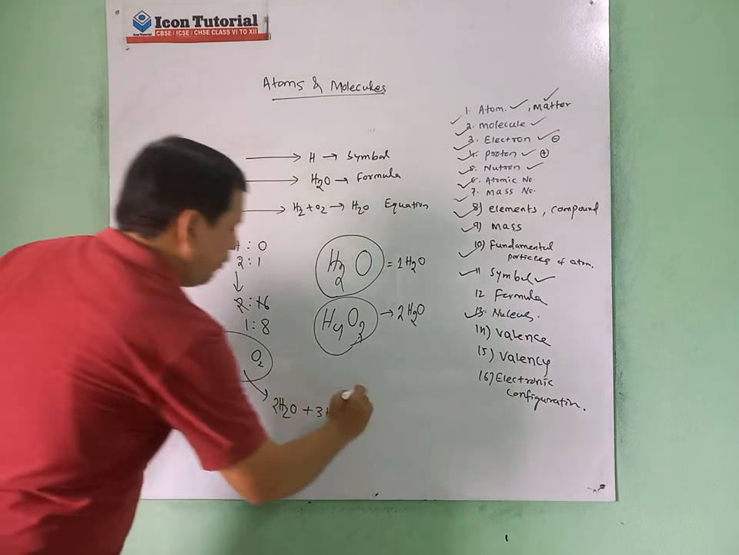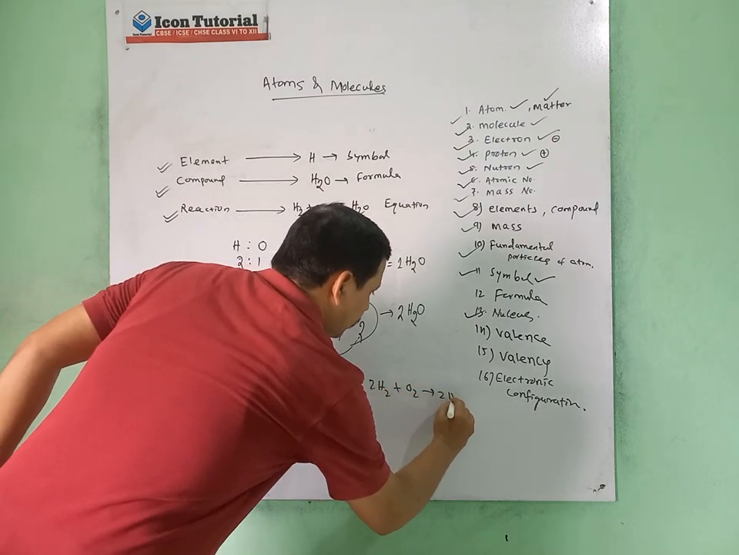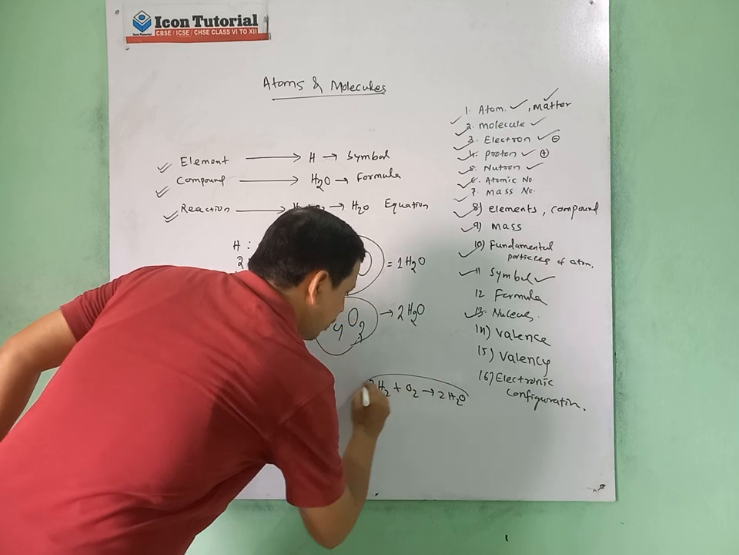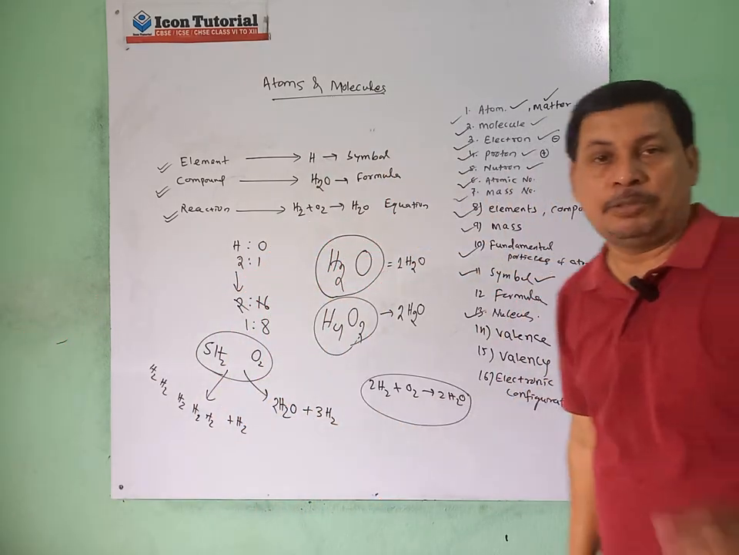2H2 plus O2, finally 2H2O. This is your balanced chemical equation. Left side and right side should be balanced.